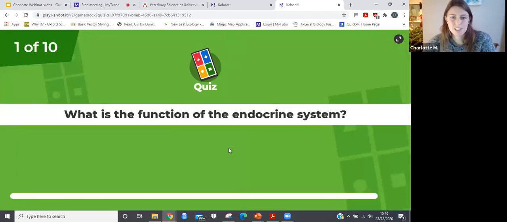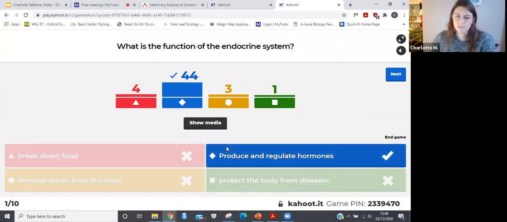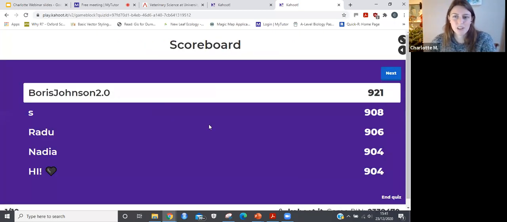Okay, so the endocrine system and plant hormones quiz. Question 1, what is the function of the endocrine system? Is it to break down food, to produce and regulate hormones, to remove waste from the body, or to protect the body from diseases? 5 seconds left. Anyone who wants to play along in the chat, feel free to pop your answers in the chat. Okay, the function is to produce and regulate hormones. Well done, those of you that got that one right. Good start. Okay, who answered quickest? Boris Johnson 2.0, closely followed by S, Raju, Nadia, and Hi.